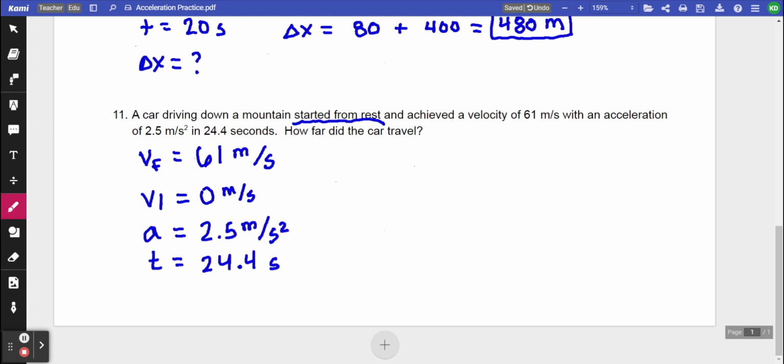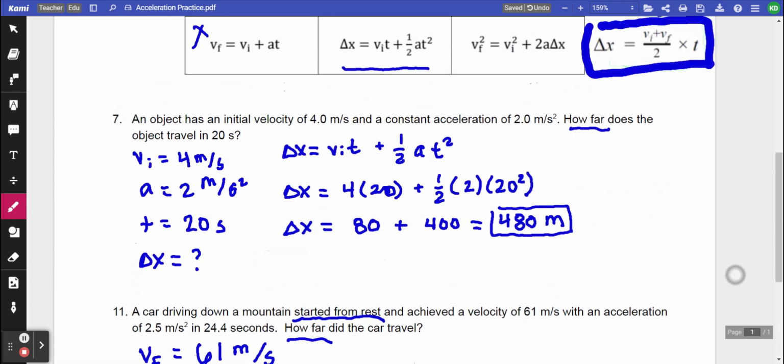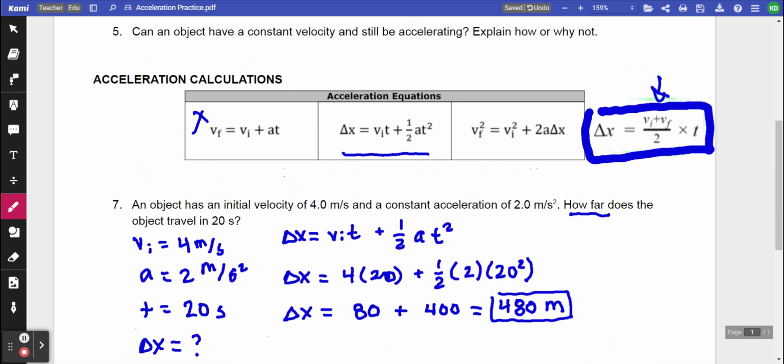How far did the car travel? My unknown. Again, I'm actually looking for the same thing I was in the last question, delta x. So I actually have VI, VF, A, and T, and I'm looking for delta x. So if I go back up to my equations, that's everything.